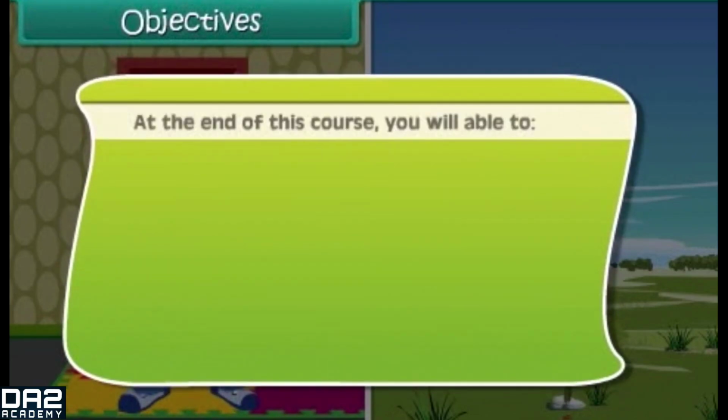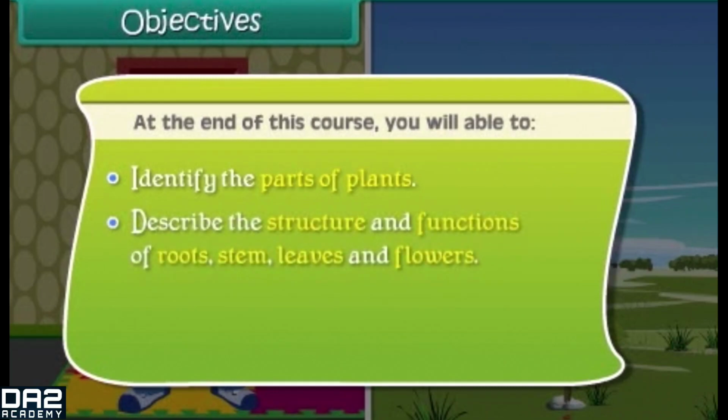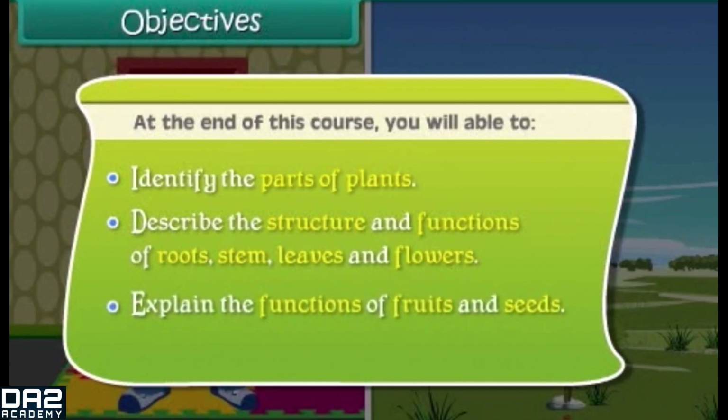Objectives. At the end of this course, you will be able to identify the parts of plants, describe the structure and functions of roots, stem, leaves and flowers, explain the functions of roots and seeds.